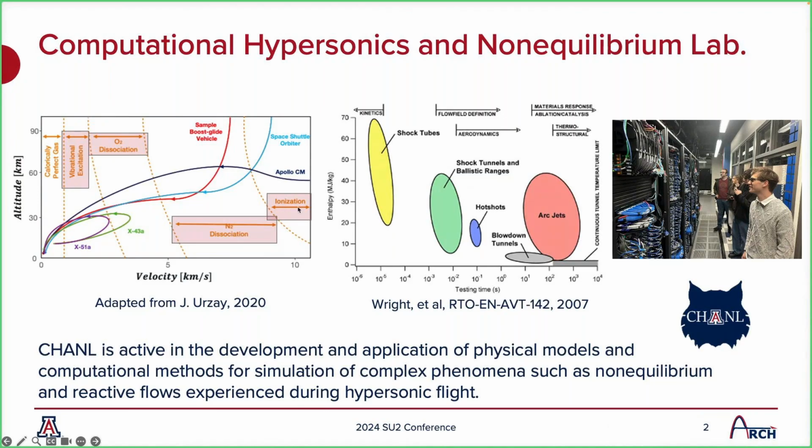And then if we look here in the middle figure, we look at what experimental facilities can do these types of experiments. And we see shock tubes can reach a wide range of enthalpies. But if you look at the testing time, it's on the order of microseconds. So we'll see later in this talk, this is good enough for validating and assessing chemical kinetics. And then as you work your way up in testing time, you actually stay pretty low in enthalpy, but you're able to get more flow field definition, aerodynamics, and even some material response.